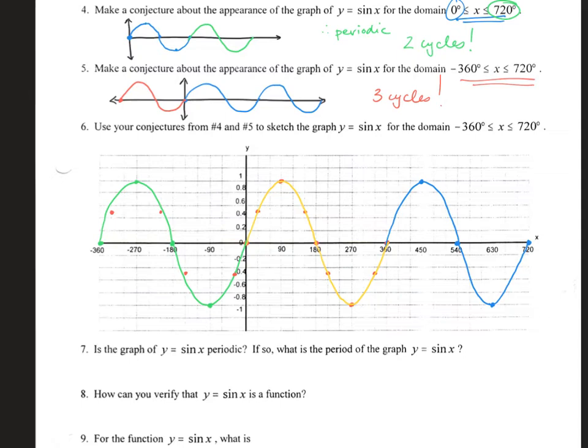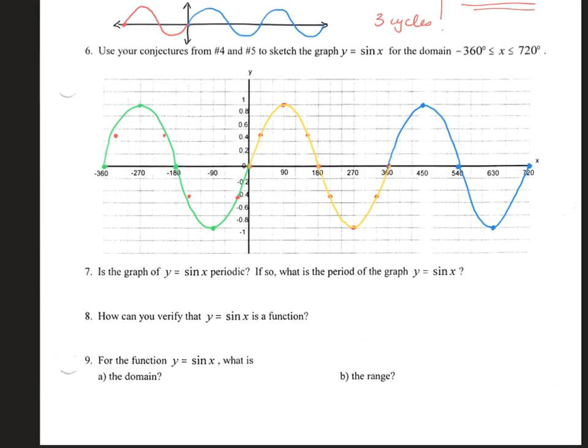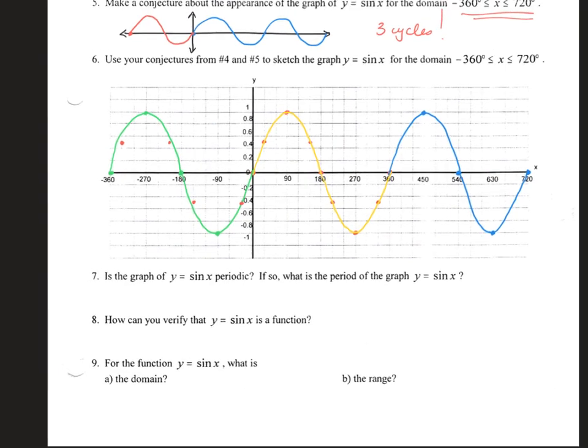So as you're dealing with your sine curve, let's work with our maxes, our zeros, and our mins to try to create that graph. Last thing, we want to knock out some key properties on the bottom. Question 7, is the graph of sine x periodic? We've already answered that. Clearly, yes. If so, what is the period of 360?